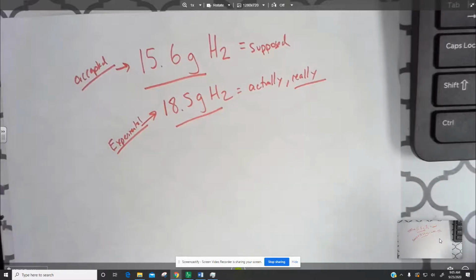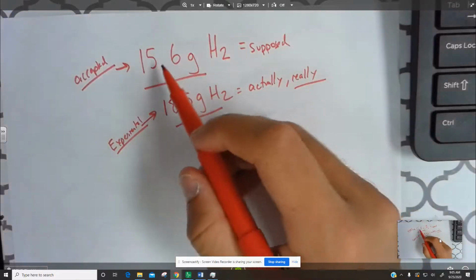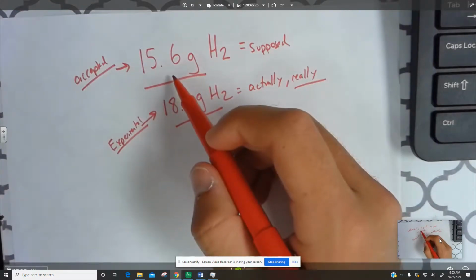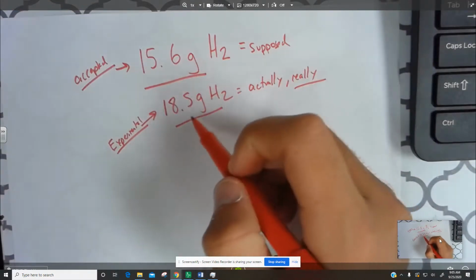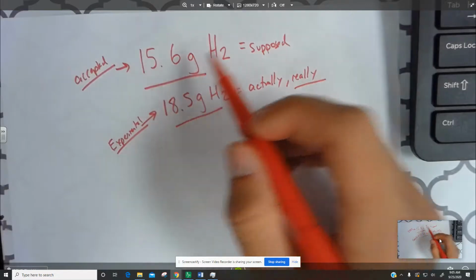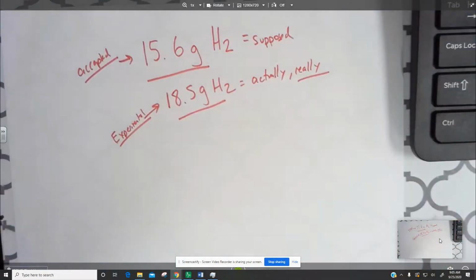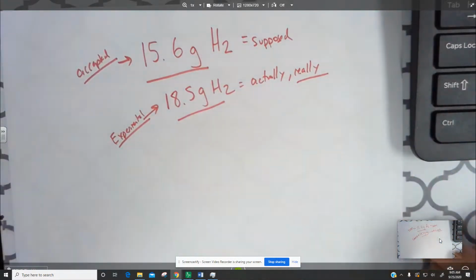So if everybody in the class did this lab and was supposed to produce hydrogen gas, everyone's supposed to produce that amount of gas. Okay, but this number could vary per person. This number is not going to, because it's the same for everybody. It's what everybody is supposed to get. This one would be different.